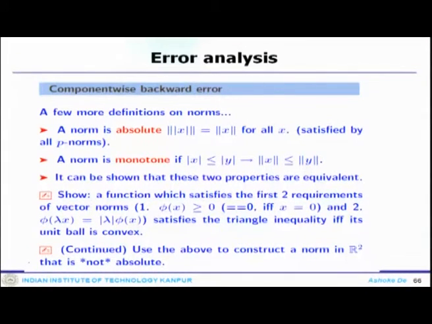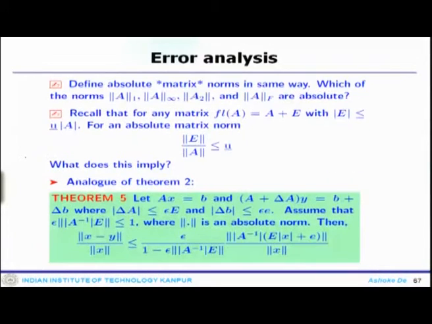Now, if you go by component-wise, then some more definitions would be handy to have. The norm is absolute if the norm of |x| equals the norm of x for all x, which is satisfied by the p norm. Secondly, the norm is also monotone if |x| less than or equal to |y| implies the norm of x is less than or equal to the norm of y. One can show that these properties are equivalent, so you can show these things easily.